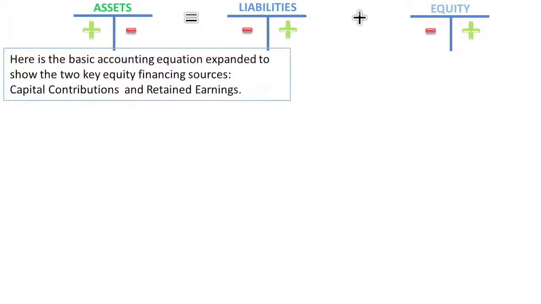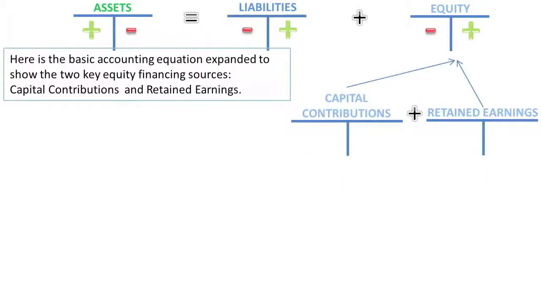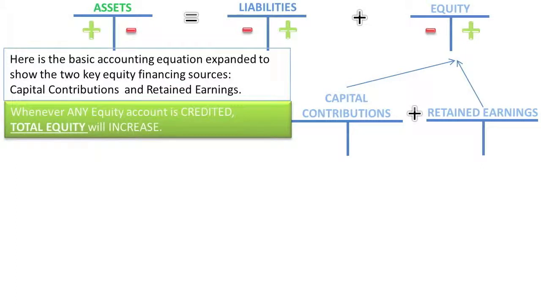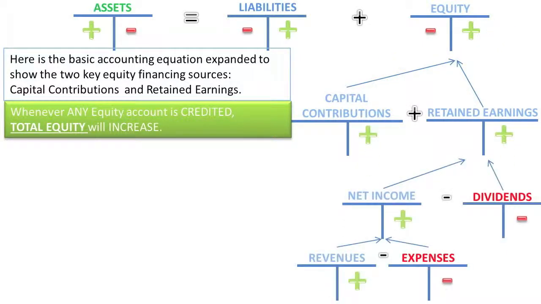Here's the basic accounting equation expanded to show the two key equity financing sources, capital contributions and retained earnings. Whenever any equity account is credited, meaning a right-hand entry in the equity account, total equity up here will increase. So that's what I've shown.